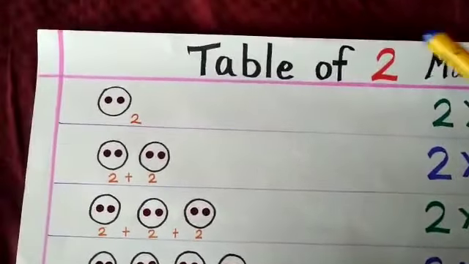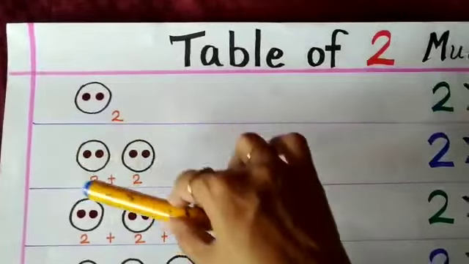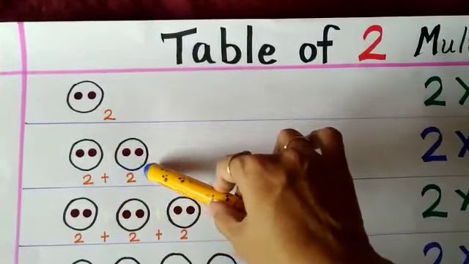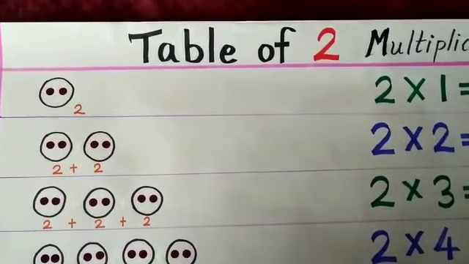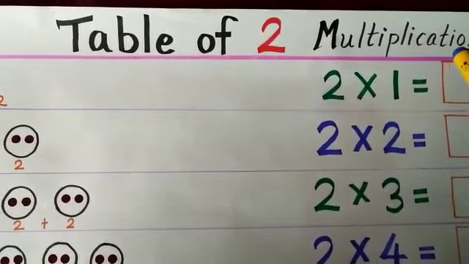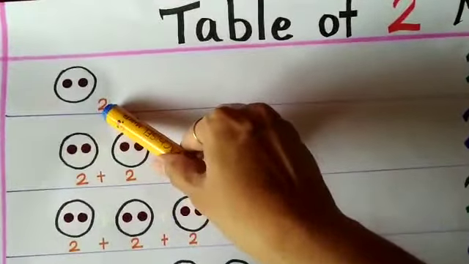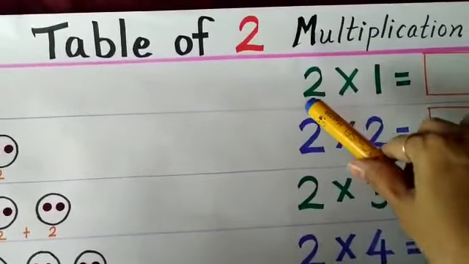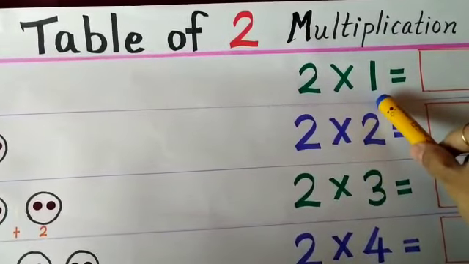Here you can see there are 2 bindis in a circle. Many circles are given and in each circle there are 2 bindis. So today we are going to see the table of 2 and learn what multiplication is. In the first circle, you can see 2 bindis. So here we are going to write 2 bindis in one circle.